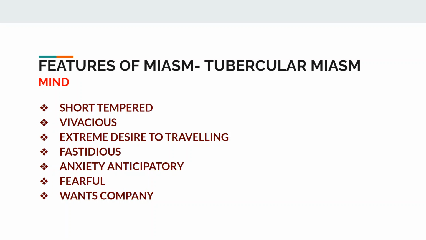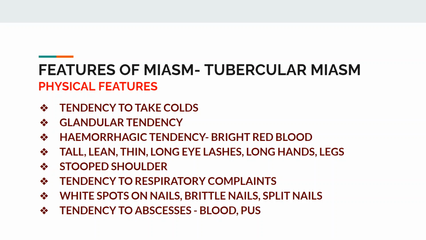So what is the mind of tubercular miasm? Let's understand. He is short-tempered, also very vivacious, excitable, like phosphorus again. There is extreme desire for traveling. The patient is fastidious. There is anticipatory anxiety. The patient is fearful. He wants company. There is a tendency to take colds. This represents a very important physical feature of tubercular miasm.